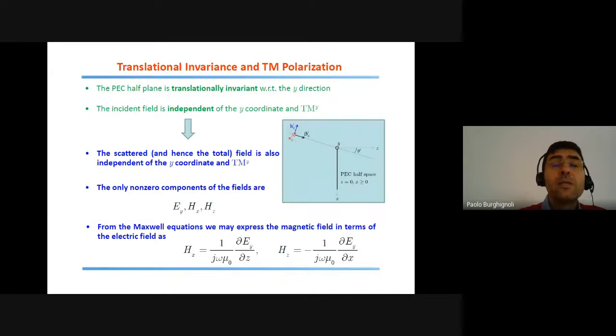And finally, for this kind of field, if you write down explicitly the Maxwell equations in rectangular coordinates, you will find that it is possible to express the two components of the magnetic field in terms of the single non-zero component of the electric field Ey. In particular, Hx is proportional to the derivative of Ey with respect to z, whereas Hz is proportional to the derivative of Ey with respect to x.